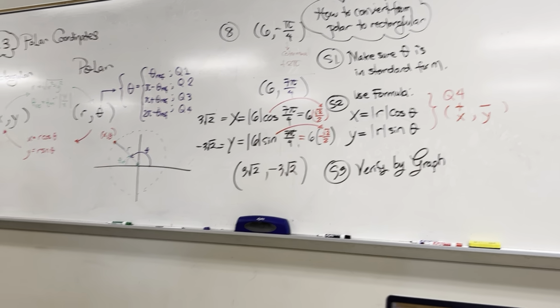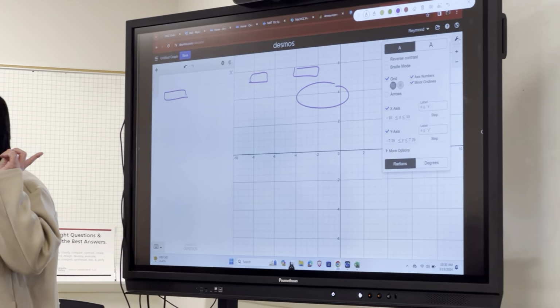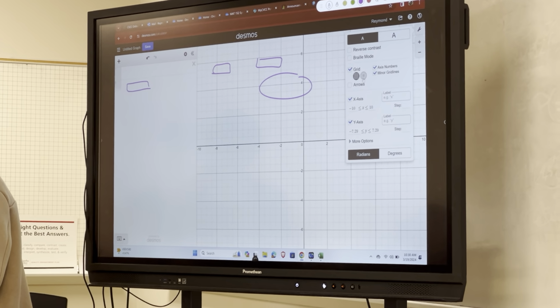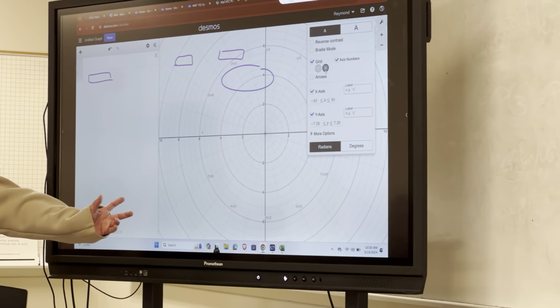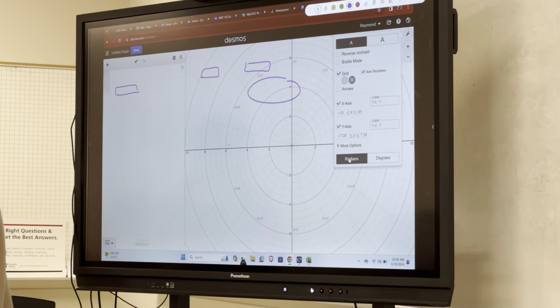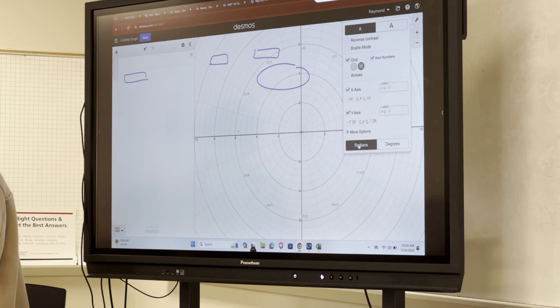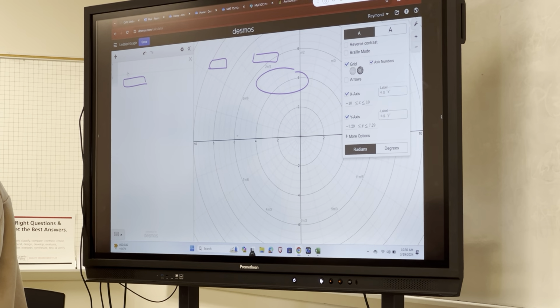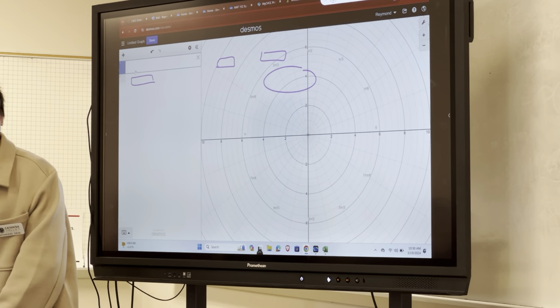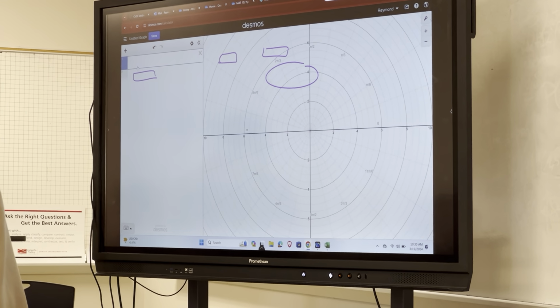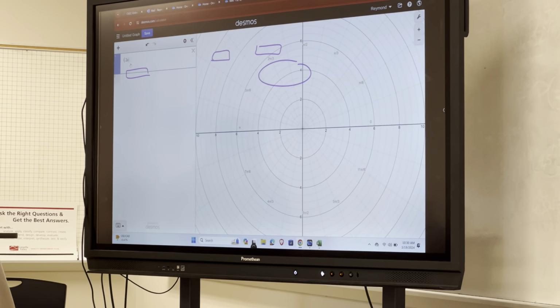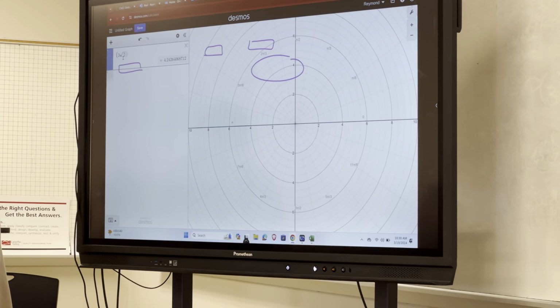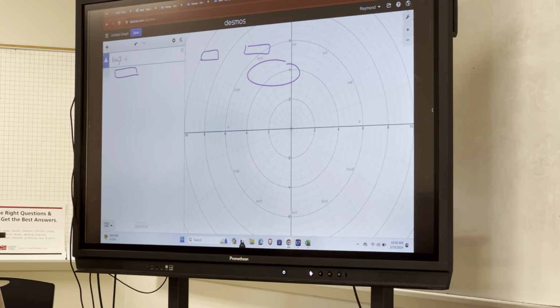So here it is. Let's see how it looks, okay? I'm going to go to my polar coordinates. Make sure it's in radians. Again, make sure it's in radians. Put in the points in here. What are the points once again? 3 square root of 2, comma, the other one is negative 3 square root of 2.